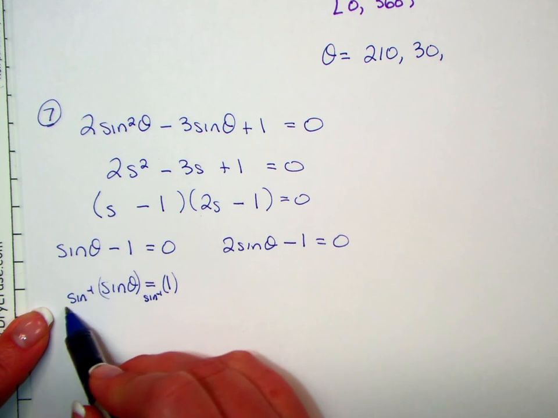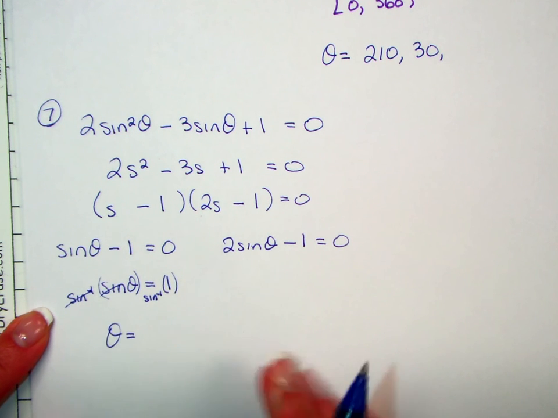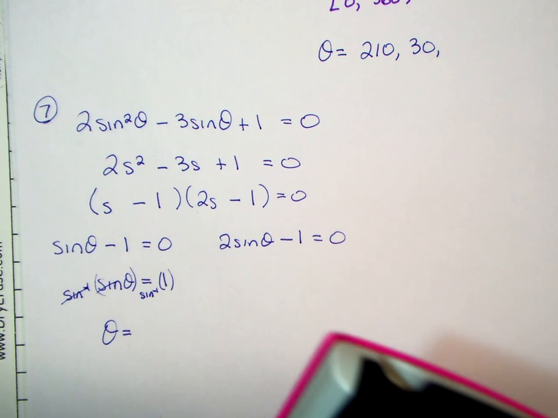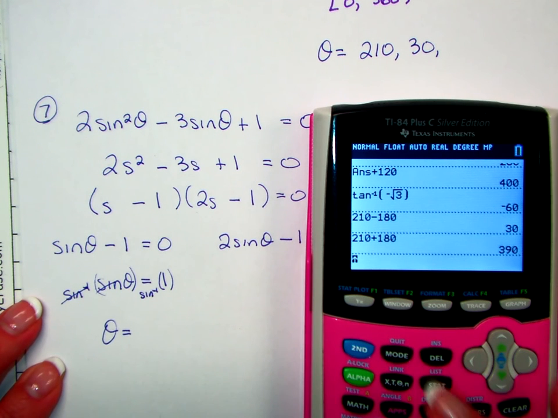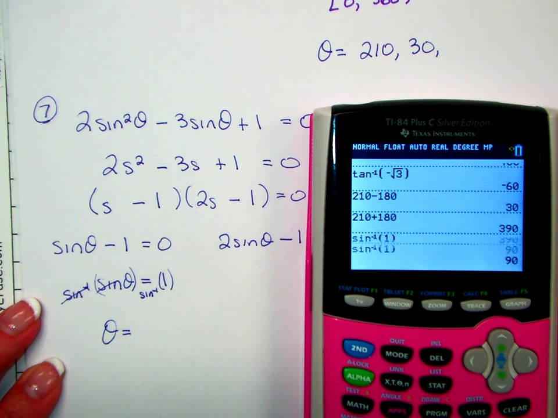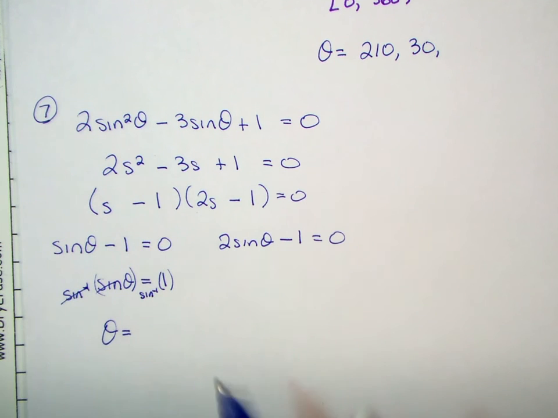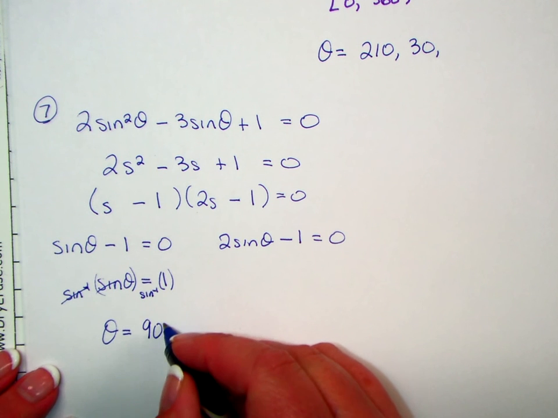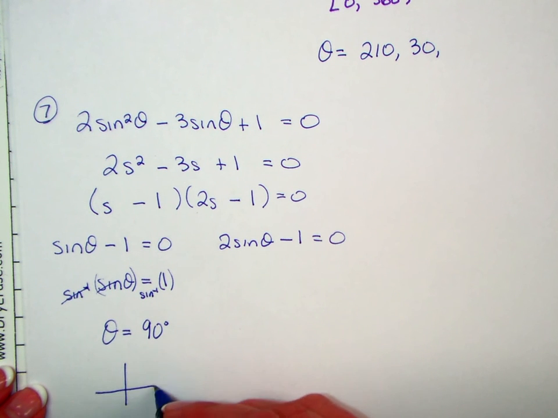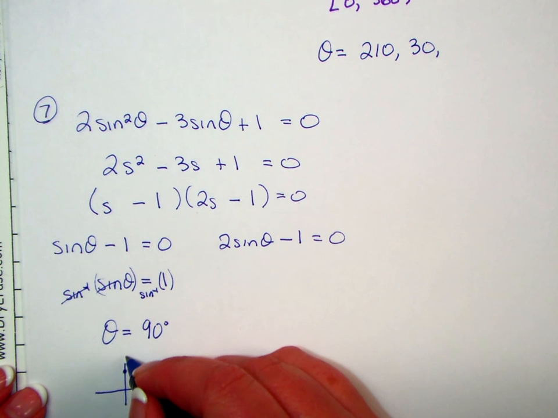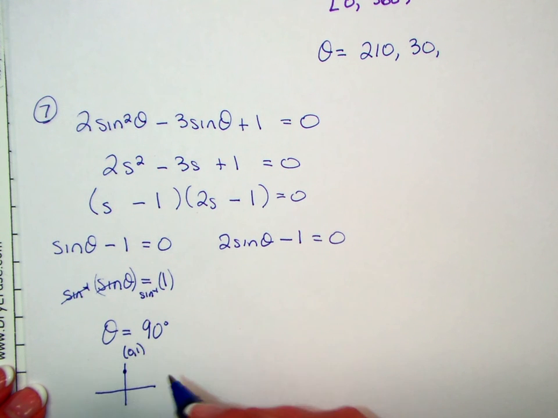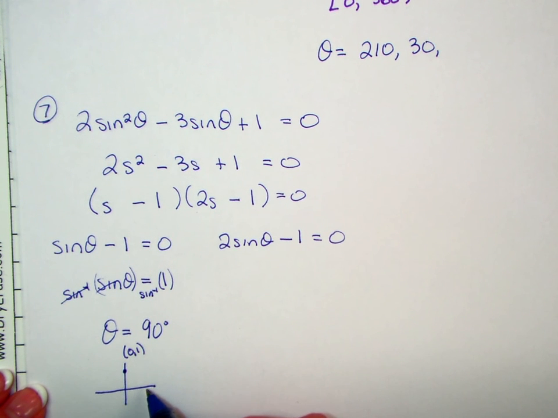Sine inverse of sine cancels and I get theta. What's sine inverse of 1? What angle has a sine of 1? You should know, but if I take sine inverse of 1 on the calculator, I'm going to get 90 degrees. So on the unit circle, sine is 1 here. This is 0, 1. And between 0 and 360, how many times is sine equal to 1? Just once. This is the only solution from 0 to 360.